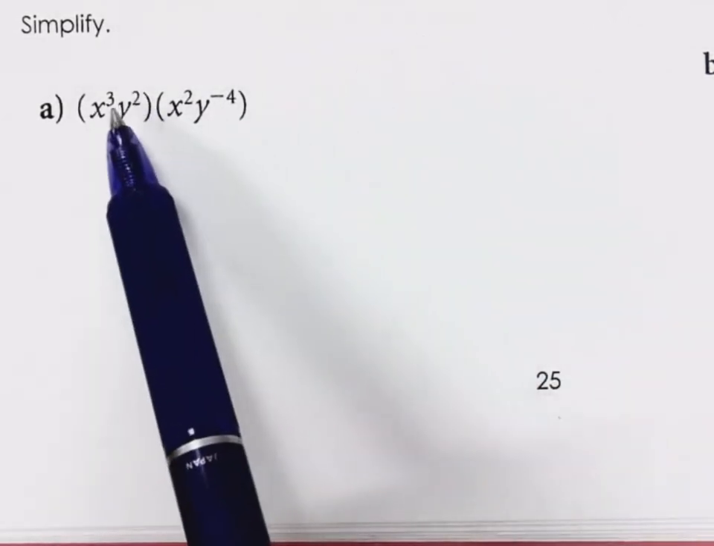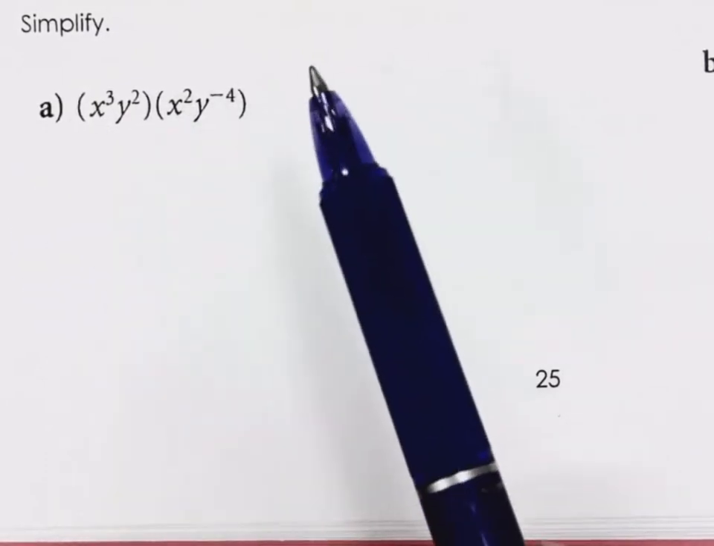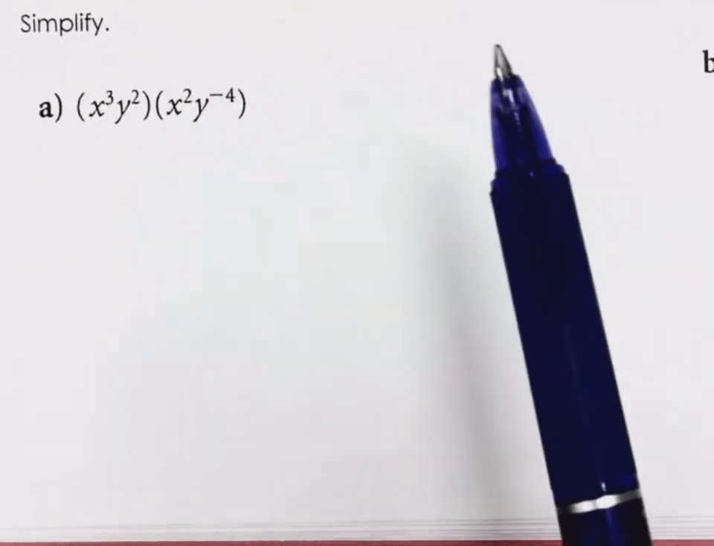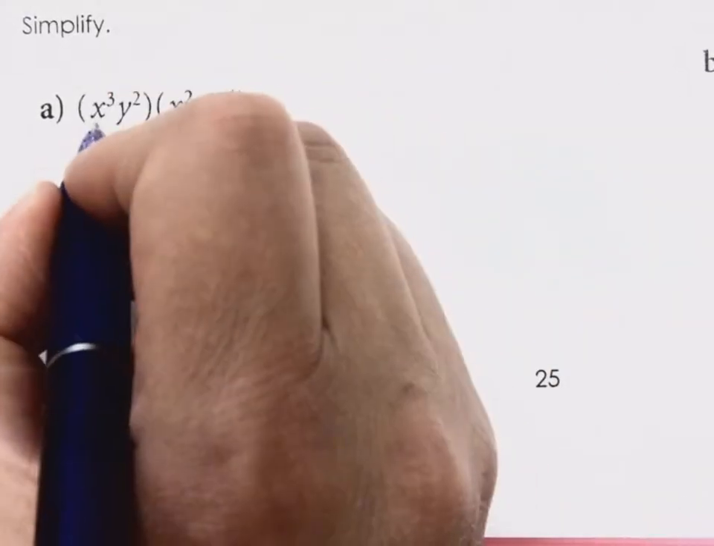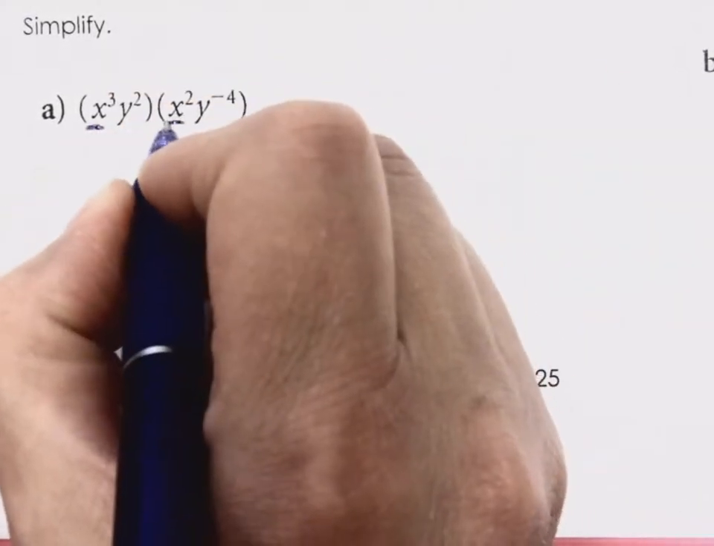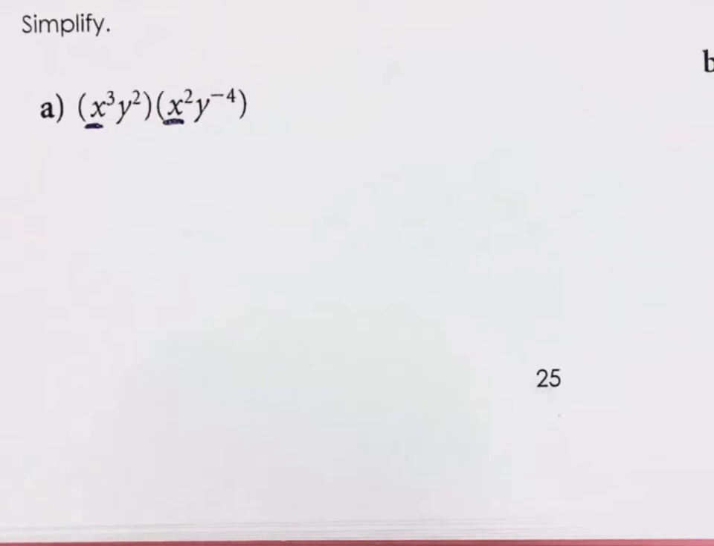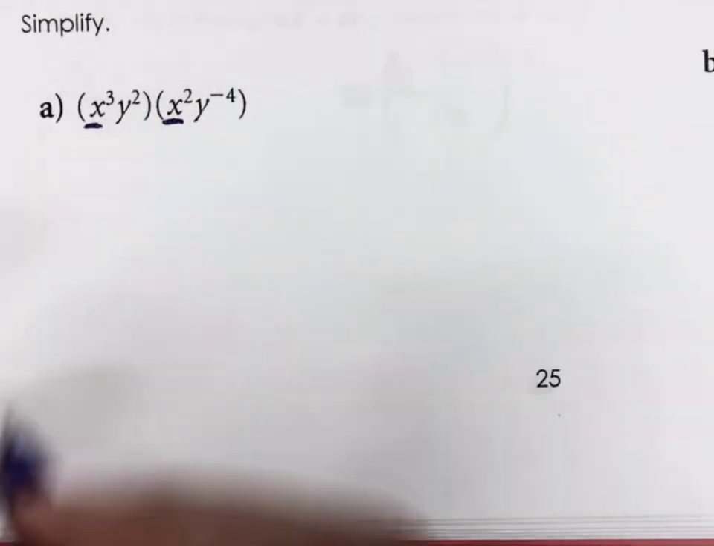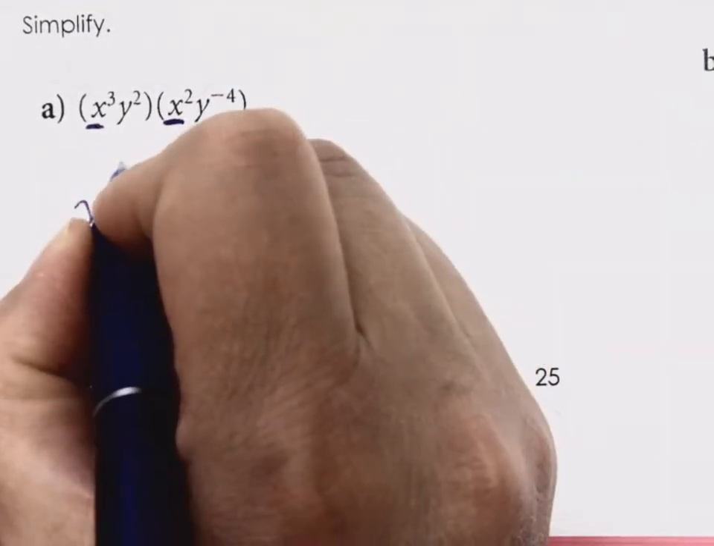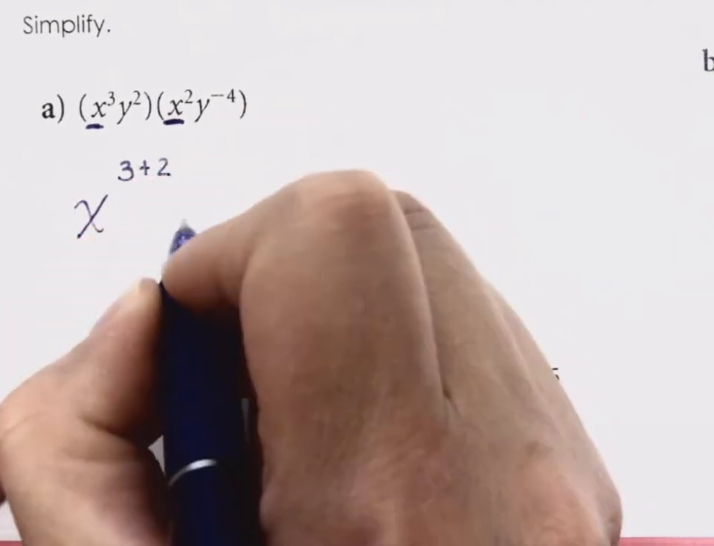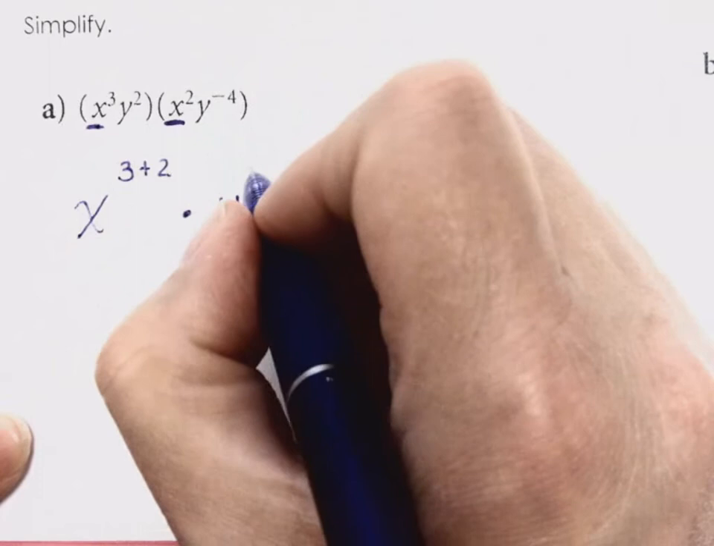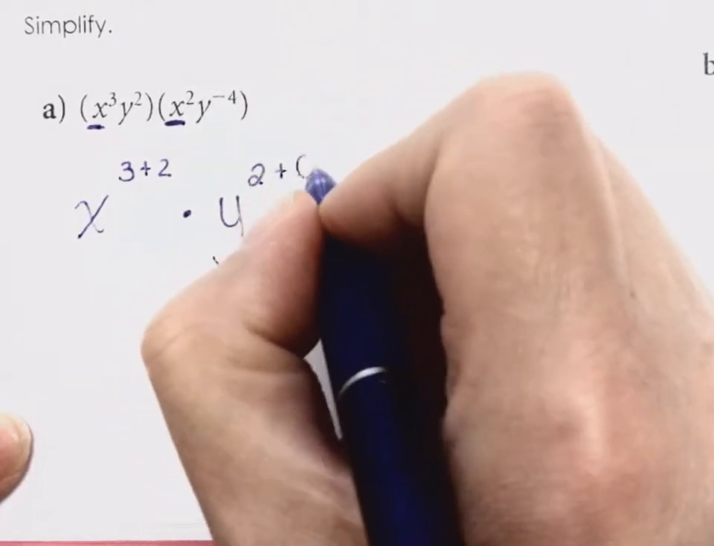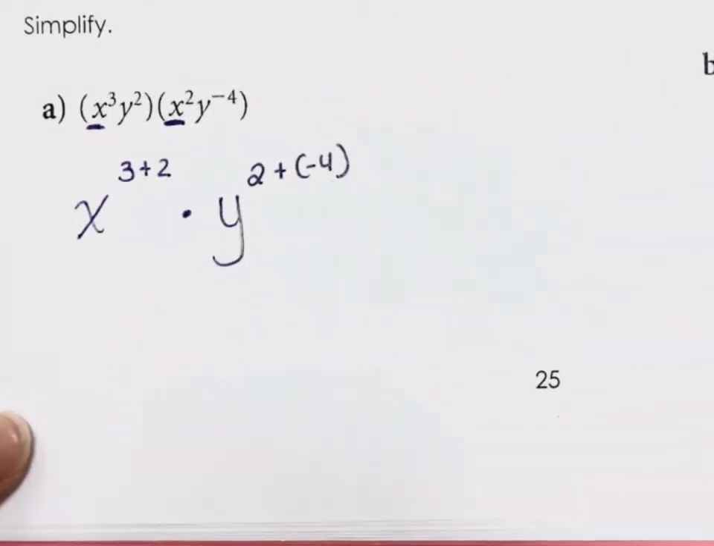All right, so you guys actually have done your exponent rules already because when we multiply polynomials, you essentially apply them. So when we're multiplying things with multiple variables, we're going to look at the x's first because those have the same bases. So it's going to be x to the exponent 3 plus 2 multiplied by y to the 2 plus negative 4.